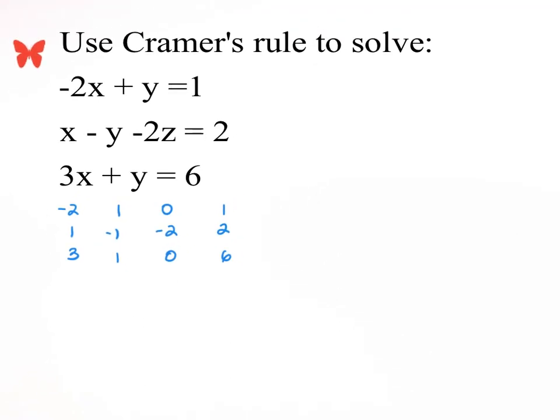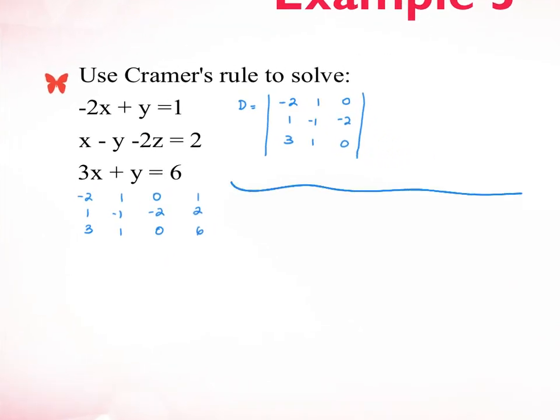So now D by itself is the x's, the y's, and the z's. Negative 2, 1, 0, 1, negative 1, negative 2, 3, 1, 0. And then I'm going to come back and do that determinant. D sub x, I take out the x's and put the constants in its place. So 1, 2, 6, then 1, negative 1, 1, 0, negative 2, 0.